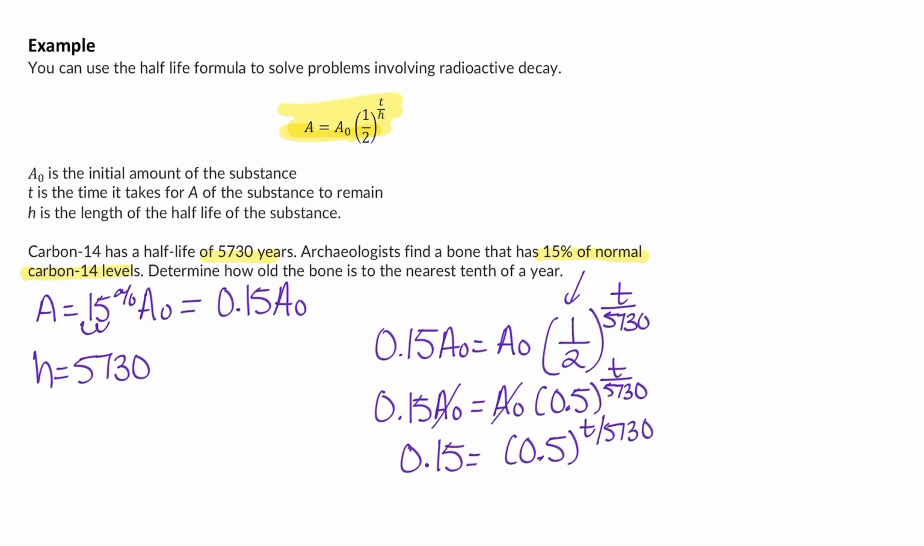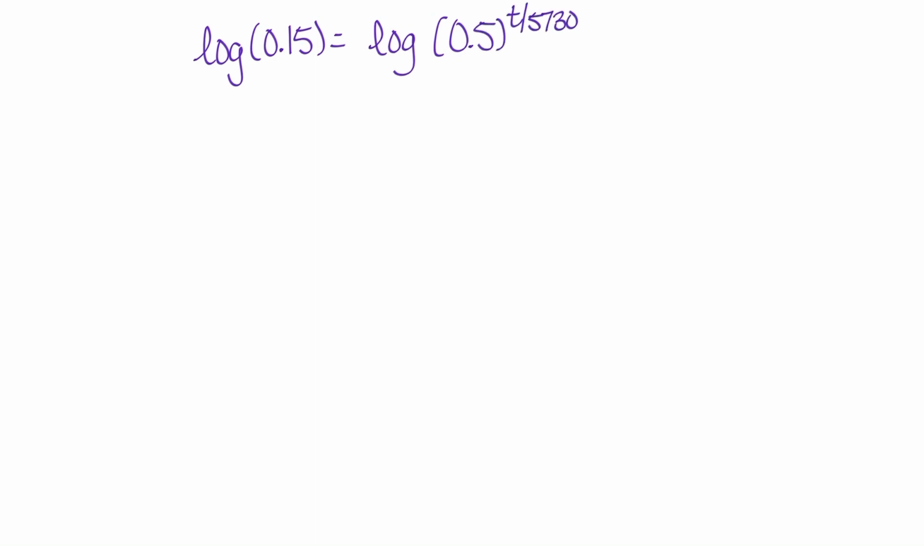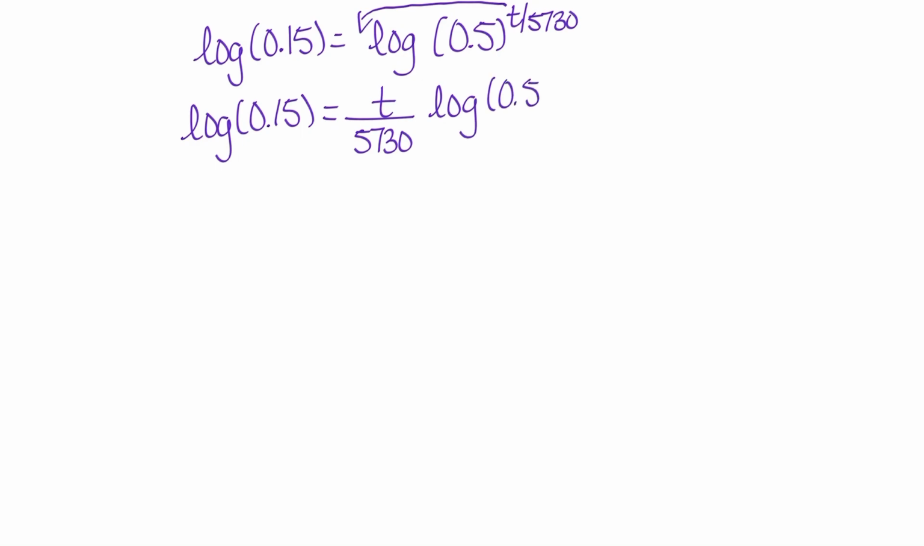So now that we have a variable in the exponent, I'm going to go ahead and take the log of both sides. So when I take the log of both sides, I get the log of 0.15 equals the log of 0.5 to the T over 5730. So I'm going to use that power property to bring this power down in front. So I have the log of 0.15 equals T over 5730 times the log of 0.5.